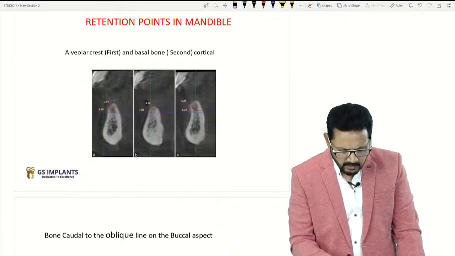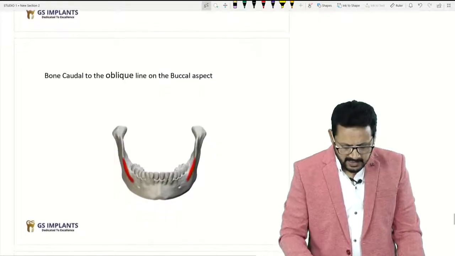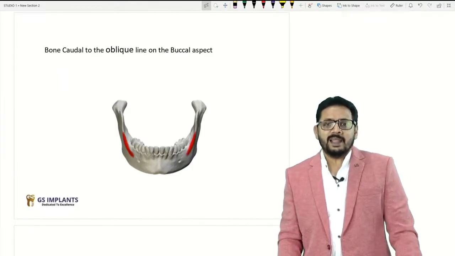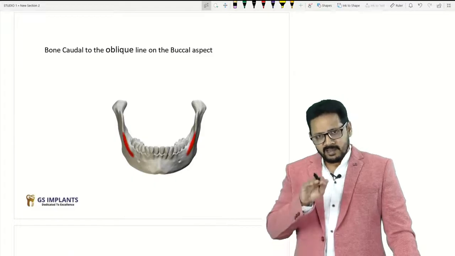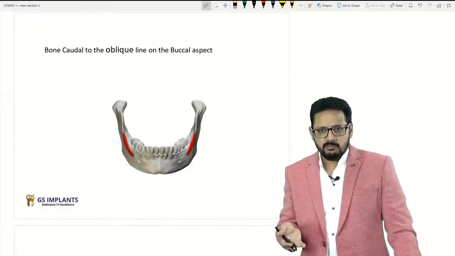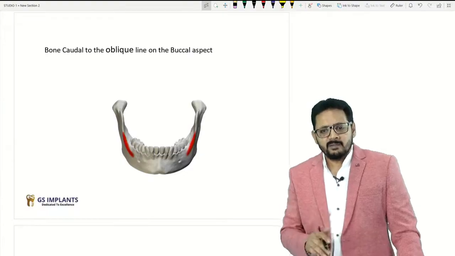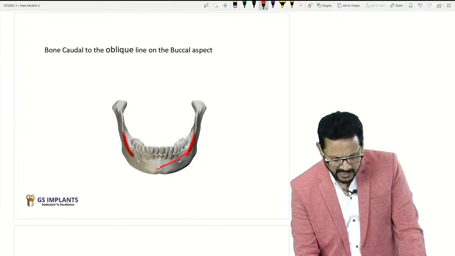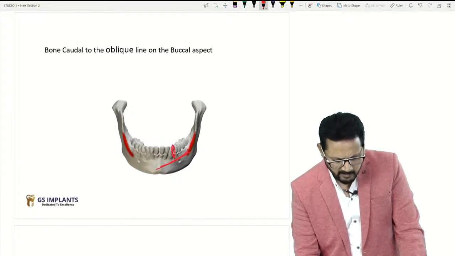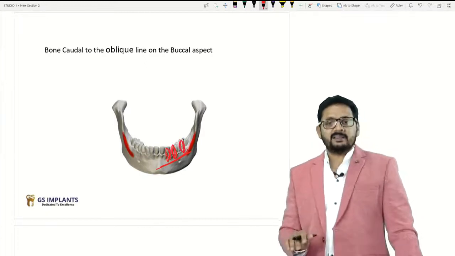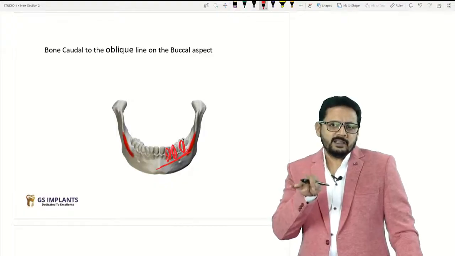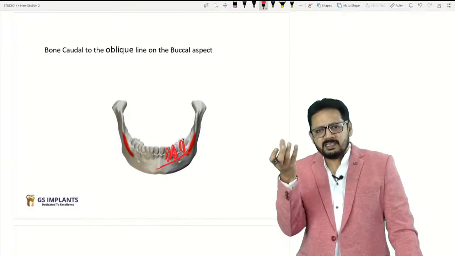Now, what is the other retention point? Bone that is caudal to the oblique line on the buccal aspect. Now, what do I mean by saying caudal? Means below. Again, here also in the mandible, most of the cases will fail if you are placing an implant above this line. Most of the people put an implant only till this level and think that, I have placed a 13 mm implant or a 12 mm implant, whatever it is, but you are still in the cancellous bone.